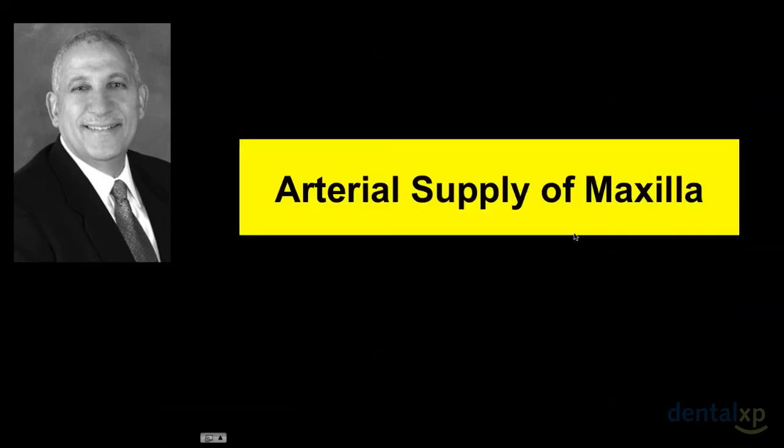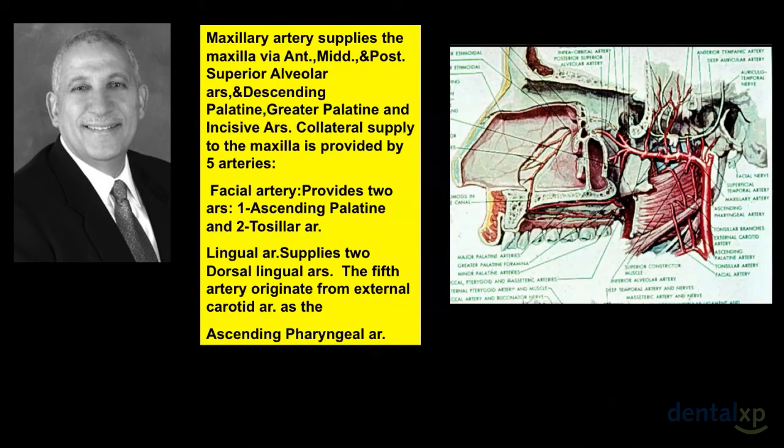Now, how about the arterial supply to the maxilla? The maxilla is endowed by many arteries. The main artery is the maxillary artery, which also gives us, very similar to the nerve, the descending palatine artery to the palate, the posterior superior alveolar artery, middle superior alveolar artery, anterior superior alveolar artery, and also the sphenopalatine artery in the pterygopalatine fossa, which gives us the septal artery that becomes the incisive artery that communicates with the palatine artery. So you can see that it's a very, very good blood supply.